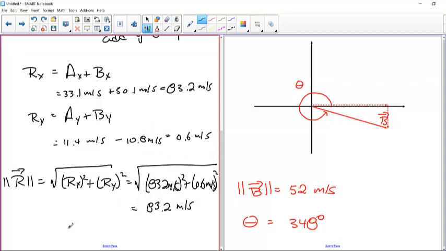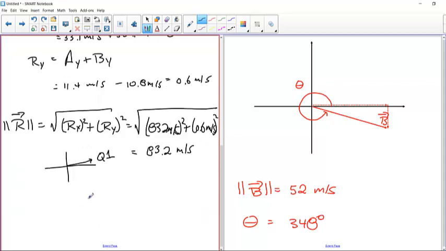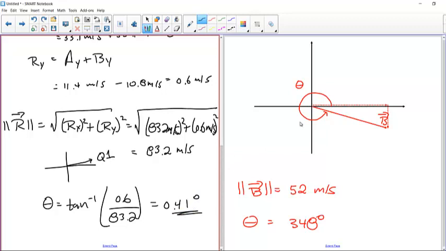And if you think about where this resultant vector is, it's very close to the x-axis because it's got a really small y component, but it is in the first quadrant. So because it's in the first quadrant, I can find the angle very easily. I don't have to think too hard about this, just the inverse tangent of the y component over the x component. So inverse tangent of 0.6 divided by 83.2 is 0.41 degrees. Okay, so really close to the x-axis.